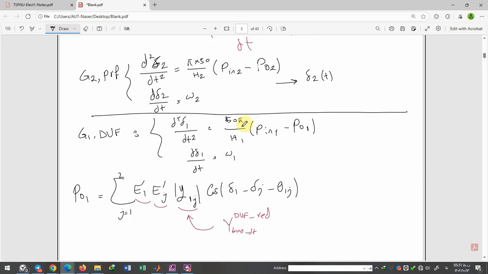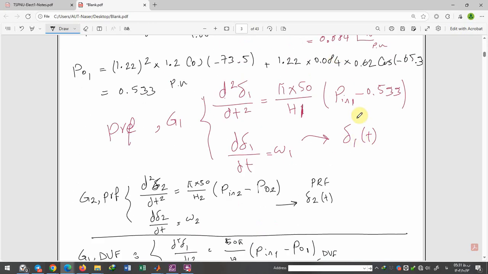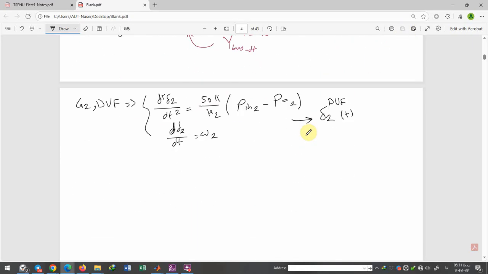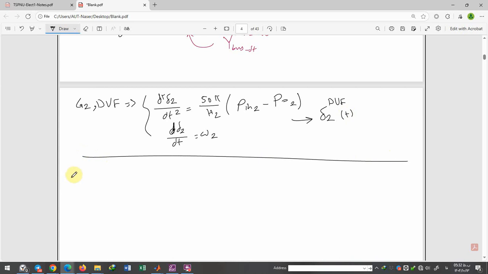change by time, and this is delta 1 during fault over T. This delta is for pre-fault, PRF, and this is PRF. So you can depict the drawing of delta 1 and delta 2 during fault. After that, we start G1 in post-fault.